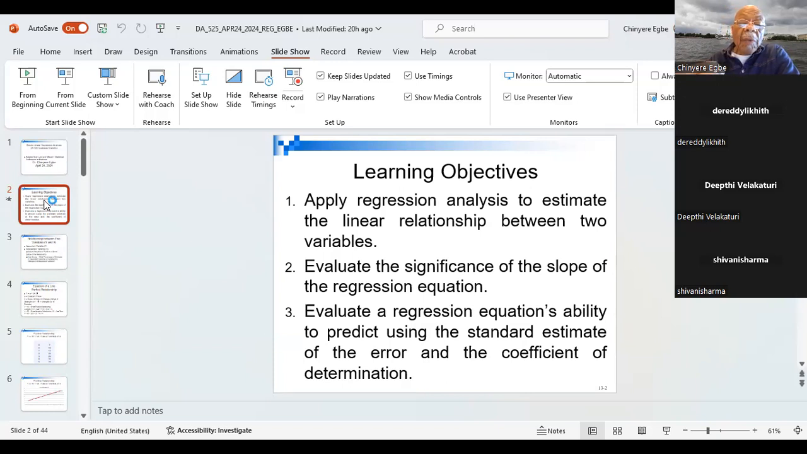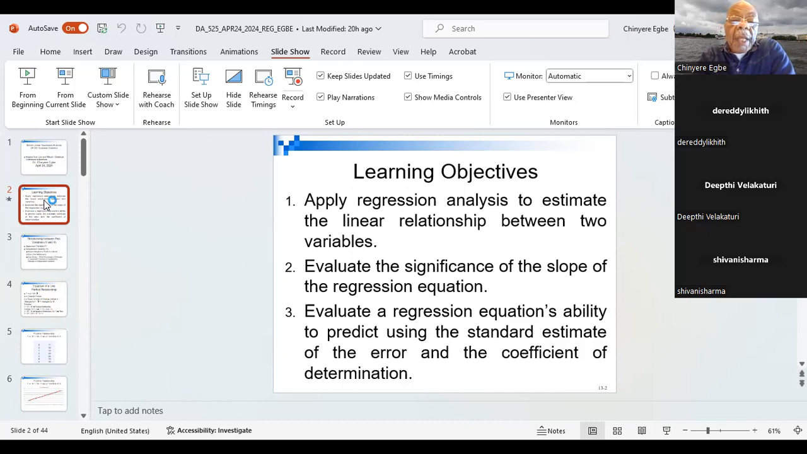Now, we would also evaluate the significance of the slope of a regression equation. What does that mean? Suppose that we say there is a linear relationship between the amount of money that a family spends on food and the size of the family. We want to ask ourselves a very simple question. Does the size of the family significantly affect the amount of money a family spends? That's a hypothesis to be tested there.